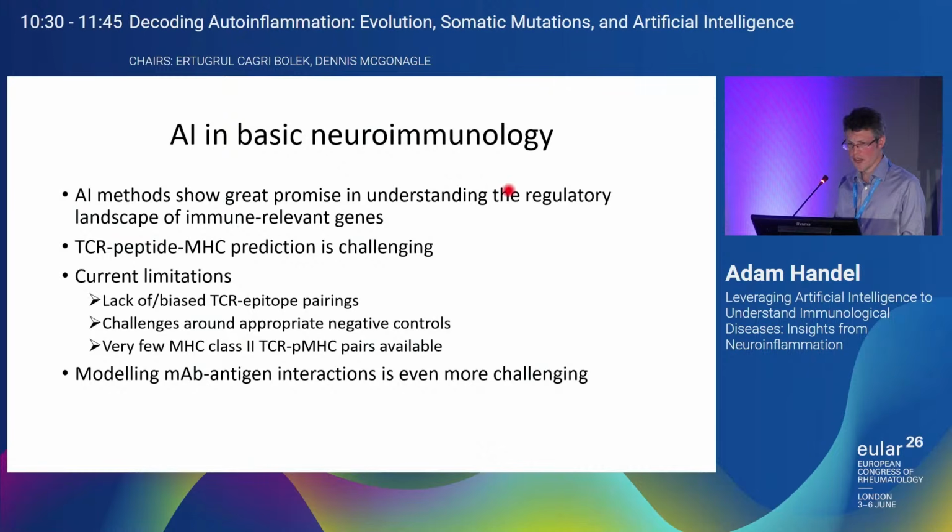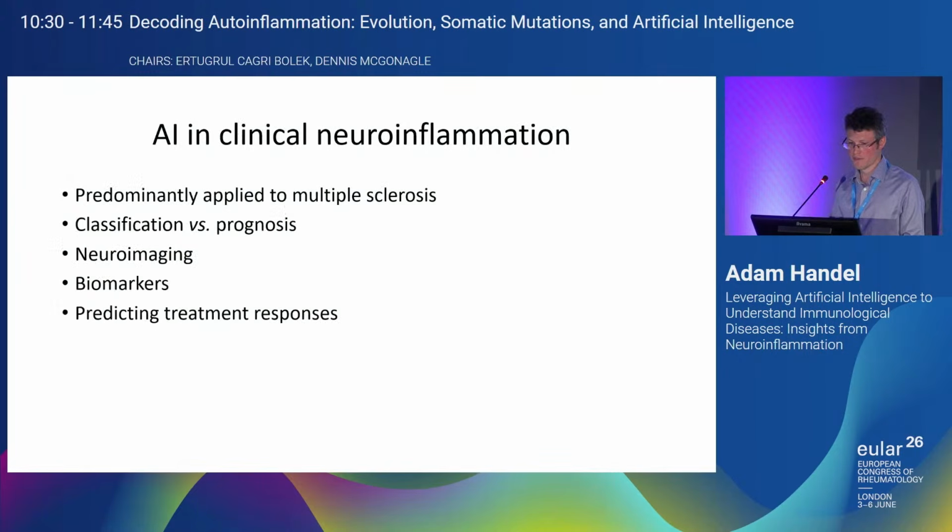So just to finish up on the basic side of it, I think that the AI methods are really quite promising at understanding many aspects of single-cell biology that are not immediately apparent, but using them for further downstream antigen prediction is really challenging at the moment. And I've already mentioned many of these limitations. If you take that to trying to model antibody-antigen pairings, it gets even more difficult because you're not even constrained about where they can bind on the antigen.